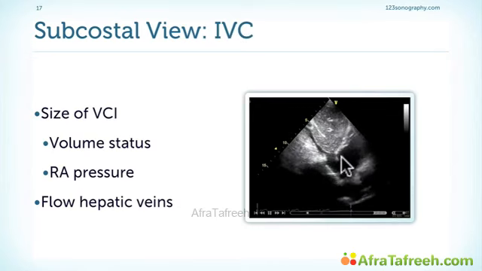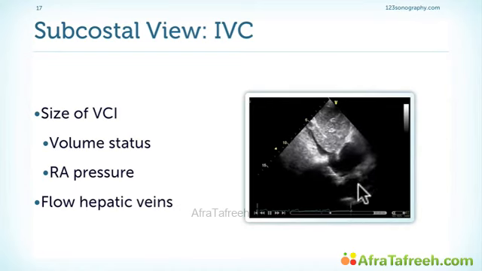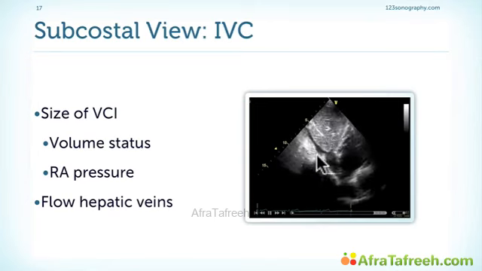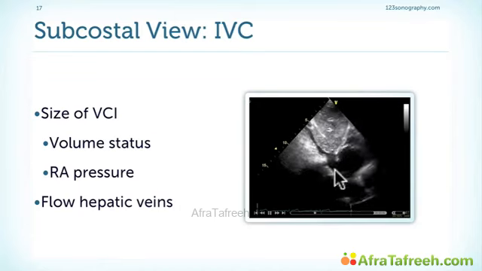This is the right atrium, the vena cava inferior, and here would be the superior vena cava. What is this view good for? To assess the volume status of the vena cava inferior by looking at the size. But the size also gives you information of right atrial pressure, which you will need to assess pulmonary arterial pressure.